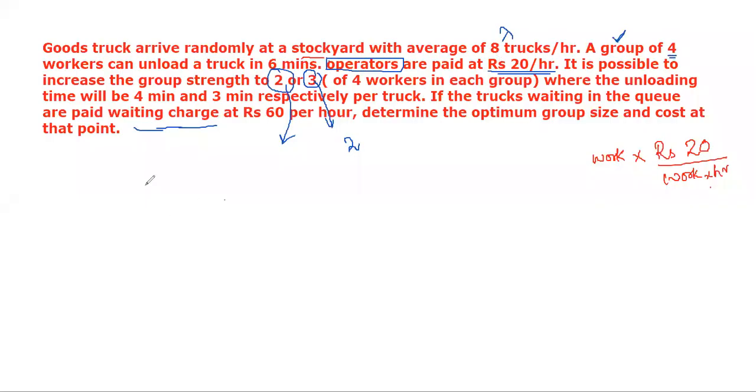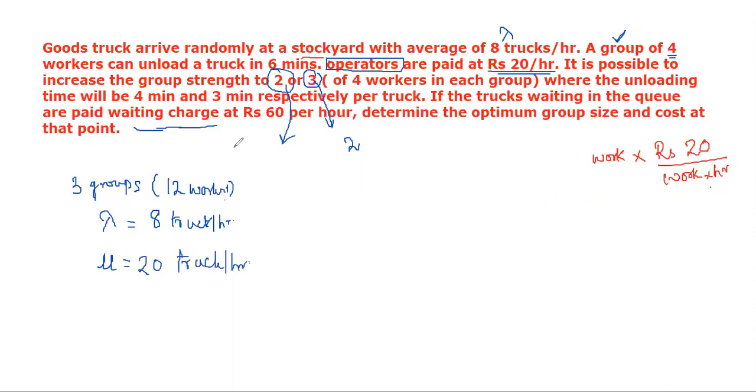Now let's move on to the third case. The third case will be that we will have three groups. Three groups means 12 workers. Lambda is the same irrespective of the number of workers, that is 8 trucks per hour. Now when we have three groups of workers, that is 12 workers, what is the service rate? It takes 3 minutes to unload one truck, so in 1 hour, that is in 60 minutes, 20 trucks will be unloaded.